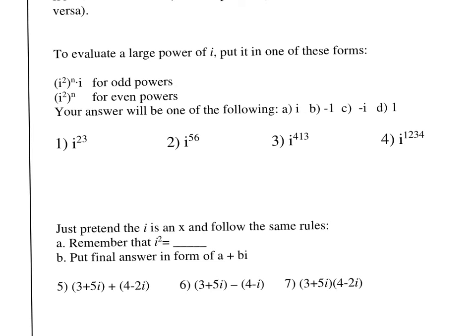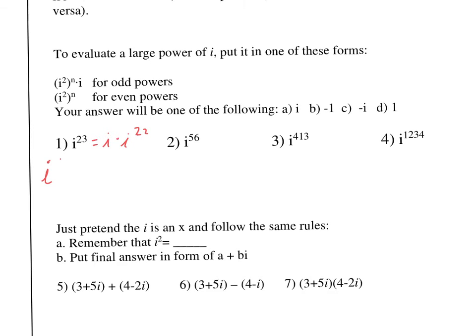And so for odd powers, I first put an i off to the side. I usually put it in front. It doesn't really matter. So I'm going to take an i out there, and I'm going to call this times i to the 22nd power. So obviously, if we multiply those back together, it would be the 23rd power.